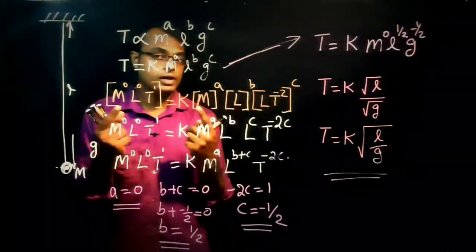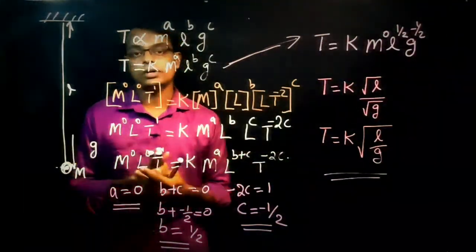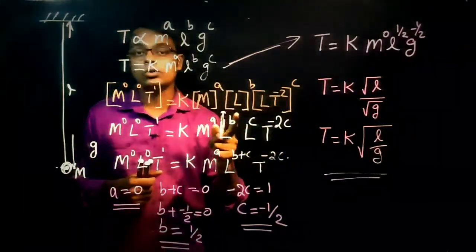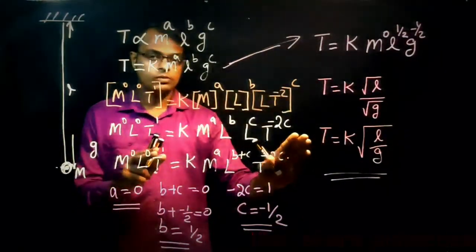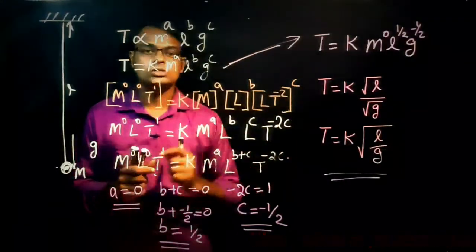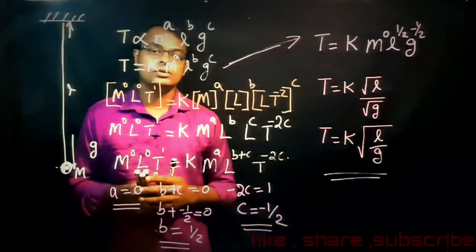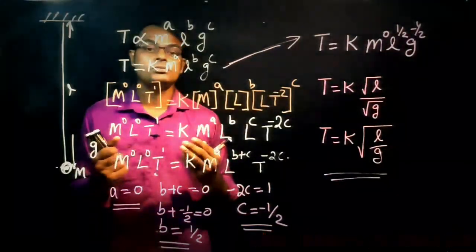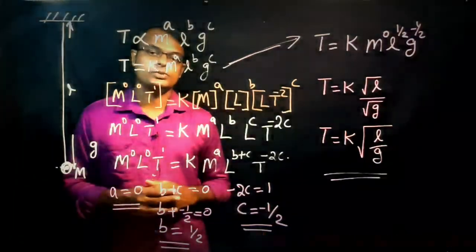So what is the drawback? I have already told you in the previous example, the k value could not be calculated because it should be calculated only by the experimental method. This is one of the drawbacks. We can only find the relation, not the constant value. Clear? So this is a way to derive the relation between the physical quantities. I hope you understand this one. Thank you.